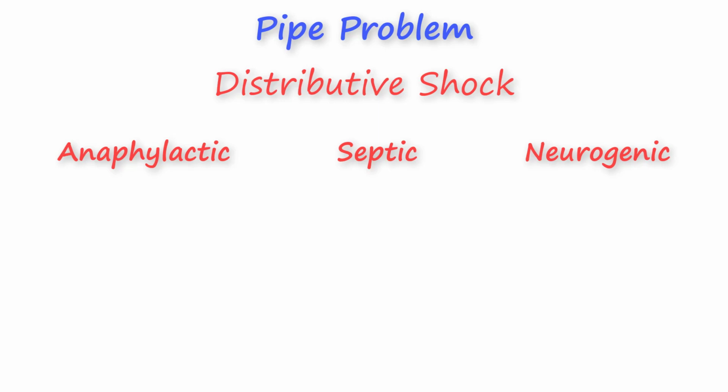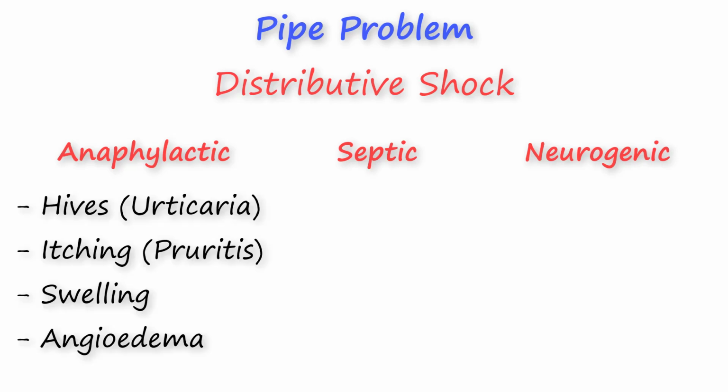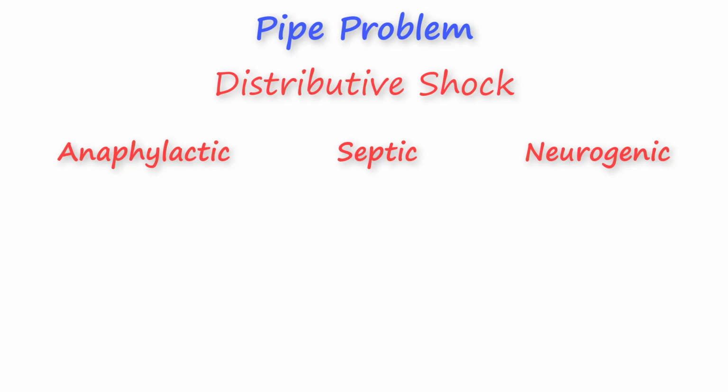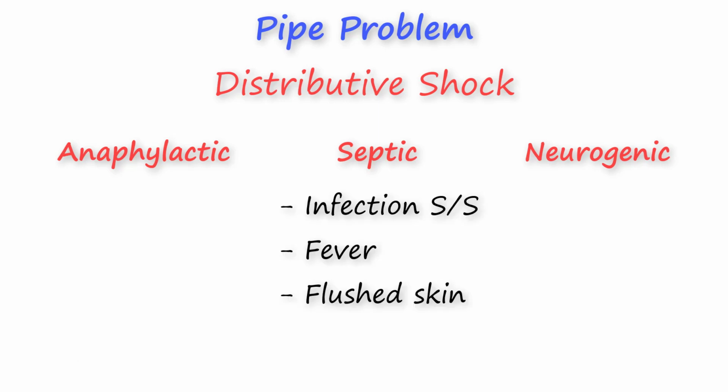Now, anaphylactic shock is obviously triggered by some sort of allergen that's entered the body, results in the widespread release of histamine, which causes massive vasodilation throughout the body, in addition to hives or urticaria, itching, which is also known as pruritus, swelling, angioedema, which would be that swelling of the face and tongue. And septic shock is an infection that has spread throughout the body. It's going to result in your classic infection signs and symptoms, fever, flushed skin, in addition to all of those toxins causing a widespread vasodilation, drop in your blood pressure.